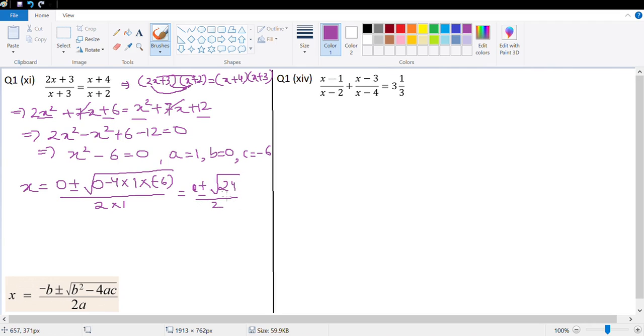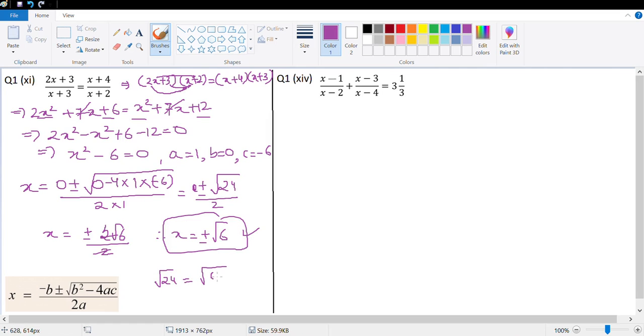Square root 24 can be written as 4 into 6. Yes, it can be written as 4 into 6, which means x is equal to plus minus 2 root 6 upon 2. 2 and 2 get cancelled. Therefore, x is equal to plus minus root 6. Done.